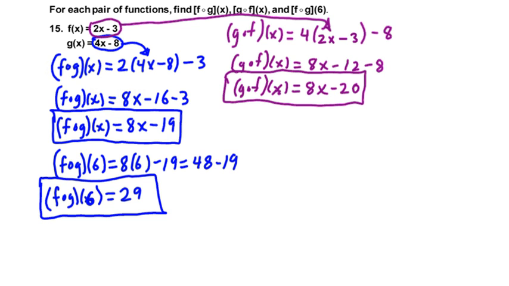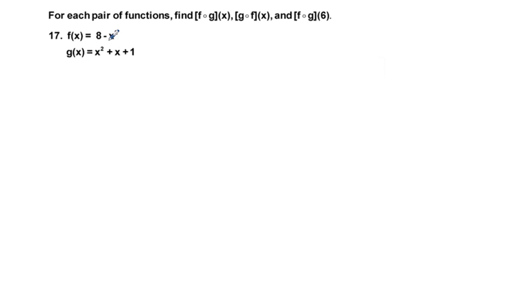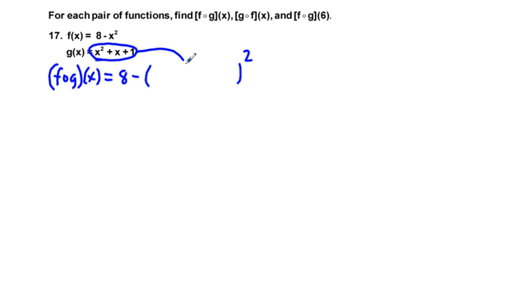There we go. Next, on our problem 17, we have our f function is 8 minus x squared. Our g function, g of x, is x squared plus x plus 1. So write down f of g of x equals 8 minus, and I'm going to leave this huge blank space to put in our g of x function. We have our g of x function is this one right here, x squared plus x plus 1.